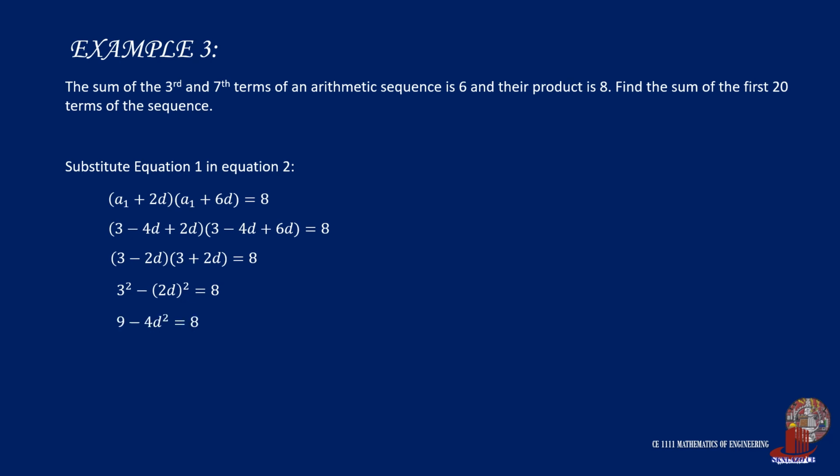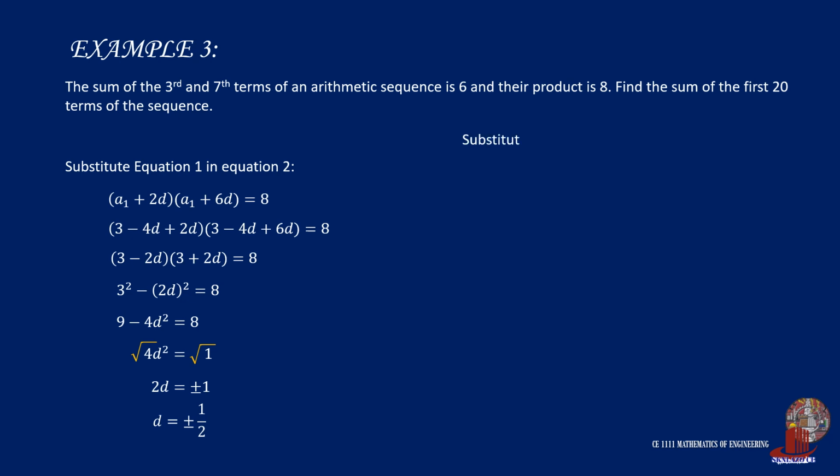Or that can be simplified as 9 minus 4d squared is equal to 8. Collect all constants to get 4d squared is equal to 1. By now, we can take the square roots of each term and we get 2d is equal to 1. Thus, these solve as plus and minus 1/2.